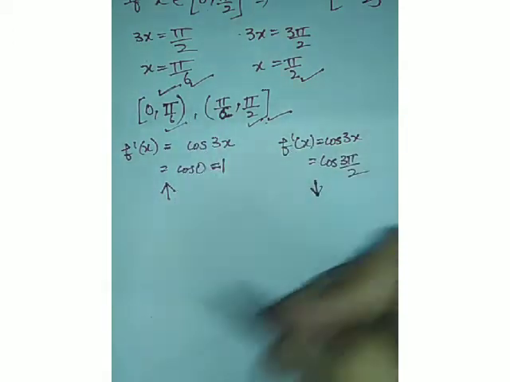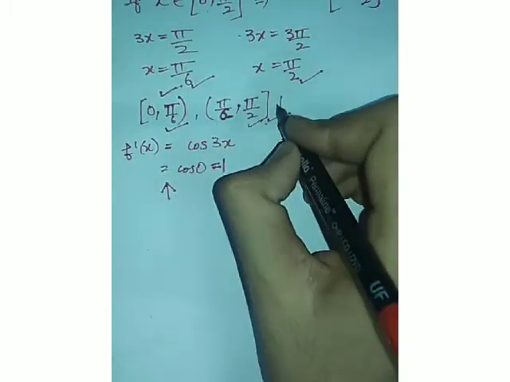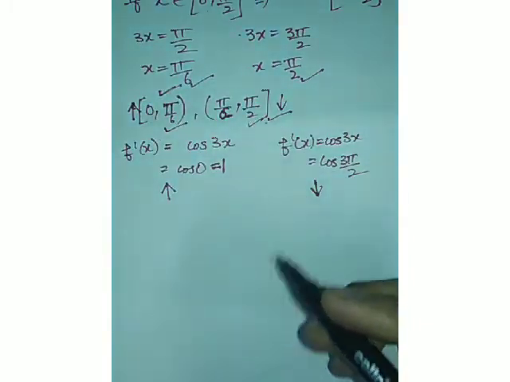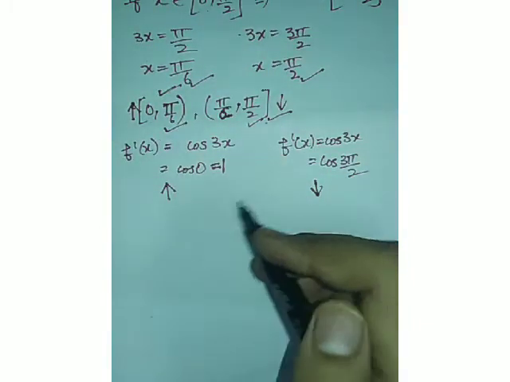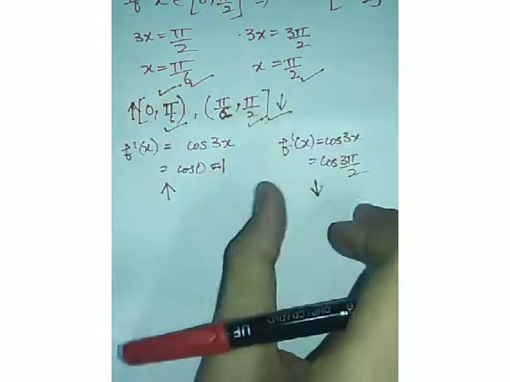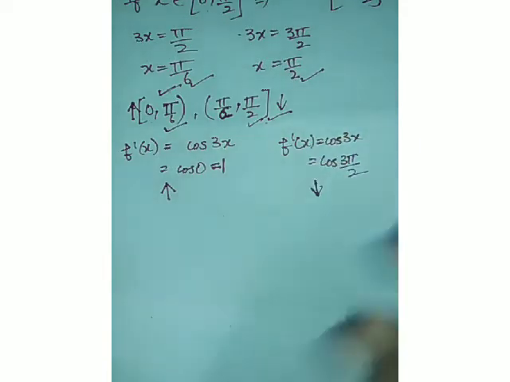Alright, so it's proven that the function is increasing on this interval and decreasing on this interval, and we have found the intervals as well. So don't get confused if you are given any trigonometric functions about how to find the intervals. You just have to understand the concept of intervals and the values of trigonometric functions at particular angles.